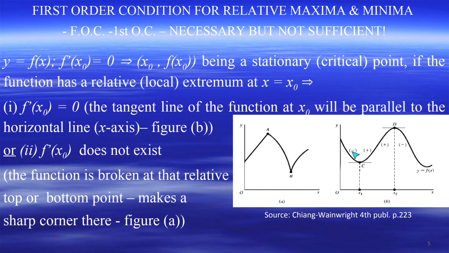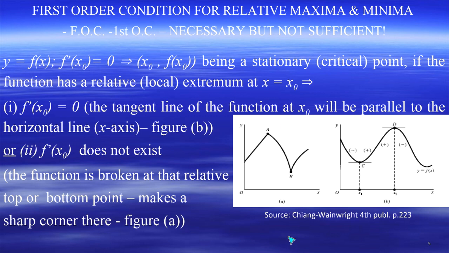But in both cases, whether the first derivative is 0 at that point, or it doesn't exist at all but the function is continuous, it is defined here, continuous, but the derivative does not exist because at these sharp corners, the derivative from the left and from the right are different. The slope from the left and the slope from the right are different, so the derivative doesn't exist. So either of them gives us candidates for local minima and maxima. Those are the cases we can have for the first order condition.